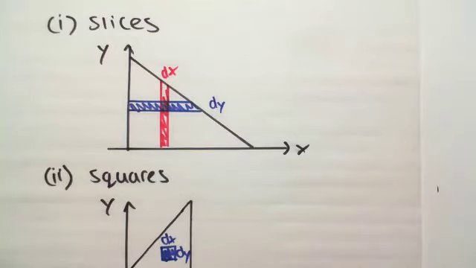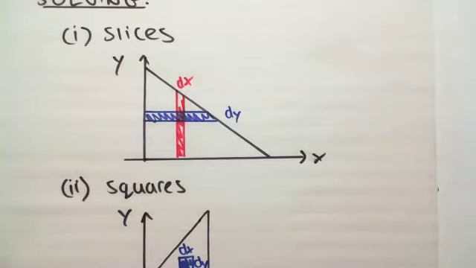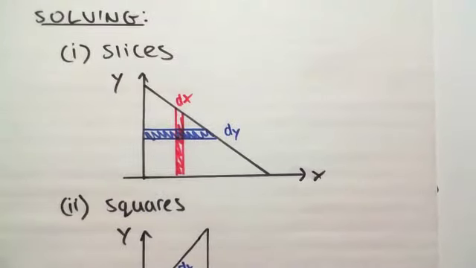If you've got a simple shape, like a square or a rectangle, using slices or squares as a method, both will work out fine. They're very simple. When you get to triangles though, which is a bit more complicated, you want to choose your method very carefully. And this is how you know how to do it.